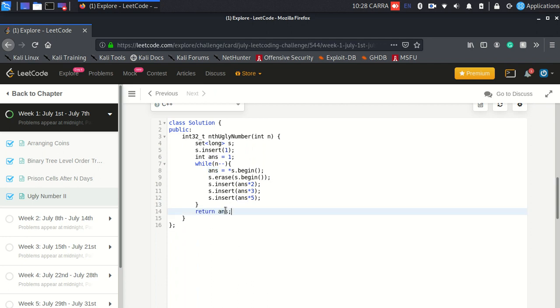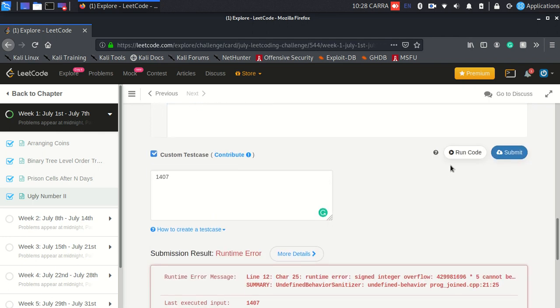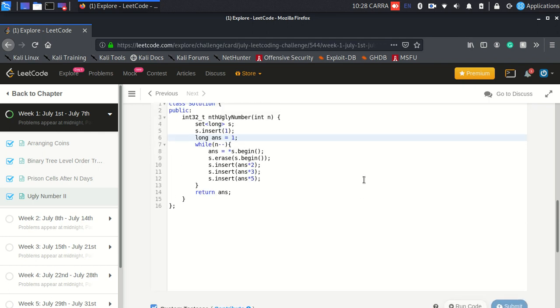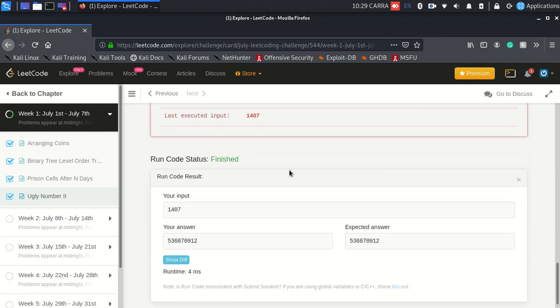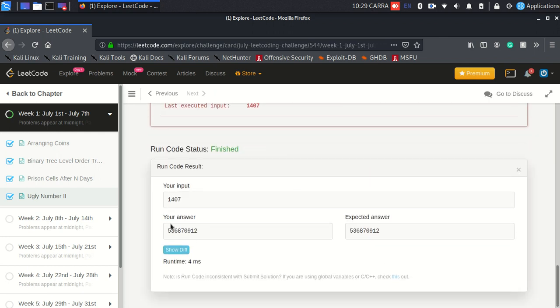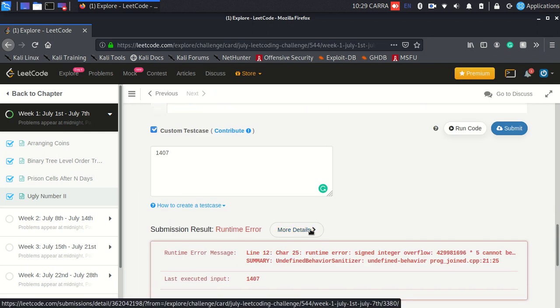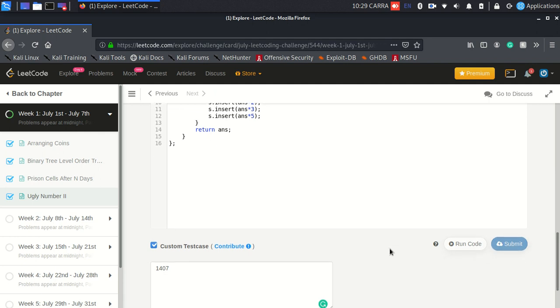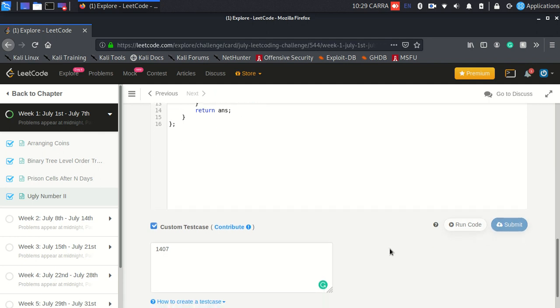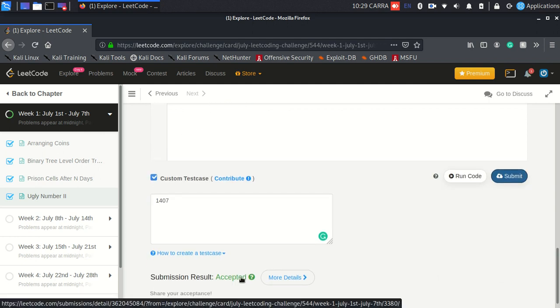So I would return answer, and I think this should be okay. One thing is I won't be using int for answer, I would be using long long, so that I avoid any overflow. So this was from the previous run. Yes, 1407 is giving me the right answer. Let's go ahead and submit. It gets submitted, and yes, it's accepted.